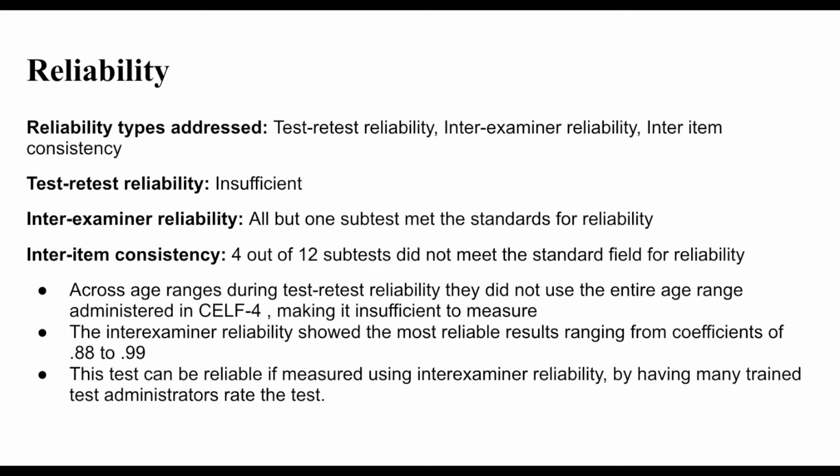Across the age ranges during the test-retest reliability, they did not use the entire age range administered in the CELF-4. So they did not do the 5 to 21-year-old age range, making it insufficient to measure. The inter-examiner reliability showed the most reliable results, ranging from coefficients of 0.88 to 0.99, which is very reliable. This test can be reliable if measured using inter-examiner reliability, having many trained test administrators rate this test.